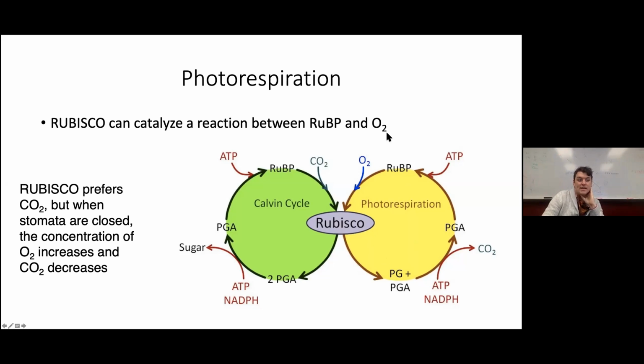So this process is called photorespiration, where Rubisco binds oxygen to RuBP, and you get these 2 molecules, a 2-carbon and a 3-carbon molecule. This is what happens when CO2 concentrations are low because the stomata are closed, and it's a problem for the plants because they can't produce sugar. Notice that over here, sugar is produced, and over here, carbon dioxide is released.